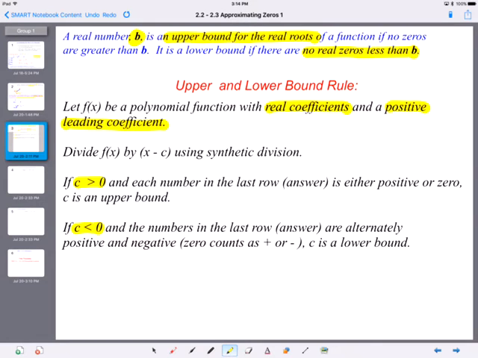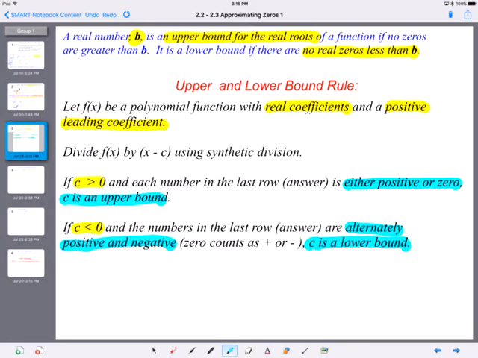And so for the upper bound, what we're looking for is each number in the last row, which is your quotient, is either positive or 0. So as long as it's positive or 0, then we know c is an upper bound. When it's less than 0, like -1, -2, then once again for the quotient we're looking for alternating positive and negative, and 0 counts for positive or negative. And if that's the case, then we have found a lower bound.